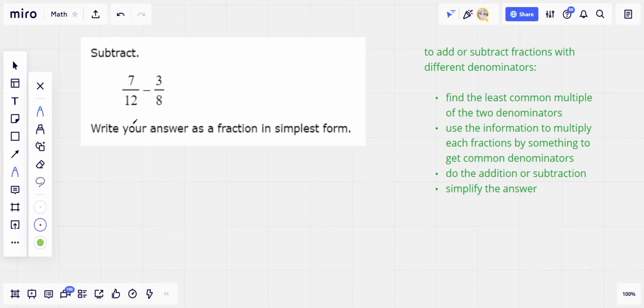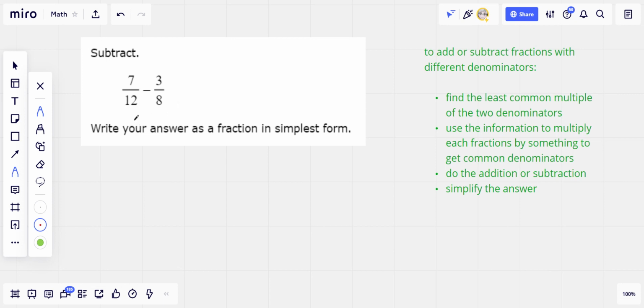In this problem, we are subtracting fractions and they have different denominators. Now, when you have fractions with different denominators and you want to either add or subtract them, you have to make the denominators the same first. It's like trying to subtract apples from oranges.